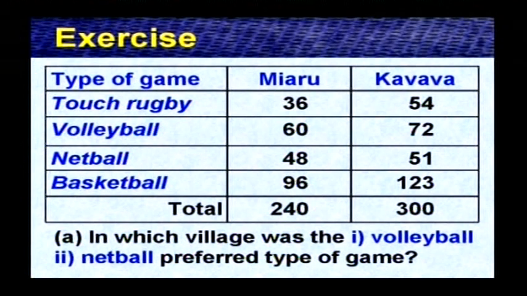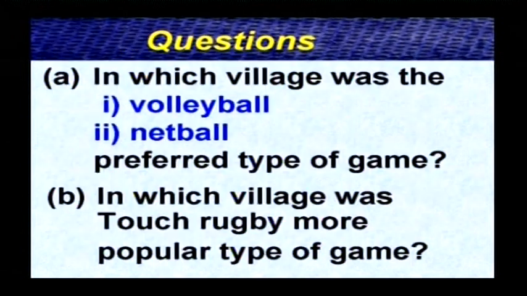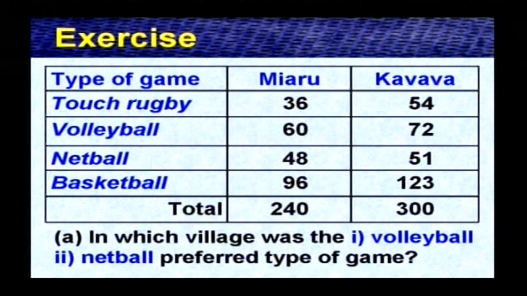Now let's compare using percentage to find out which village preferred that type of game the most. We will do that as our learning activity. The other one, A2, and B, we will do as our exercise. Now I would like you to use that one as your learning activity, receiving students. 60 out of 240 in Meru like playing volleyball, and 72 out of 300 like playing volleyball in Kawawa.